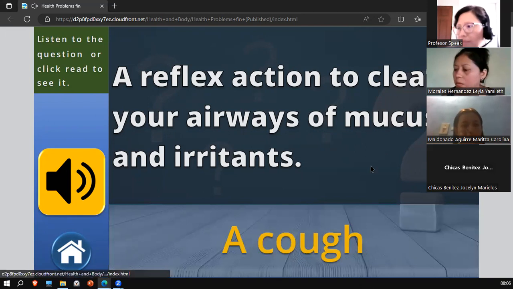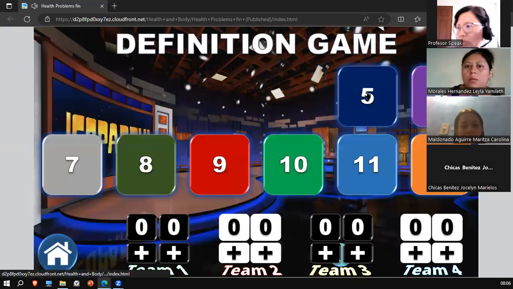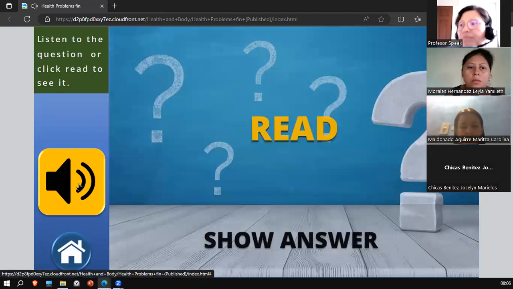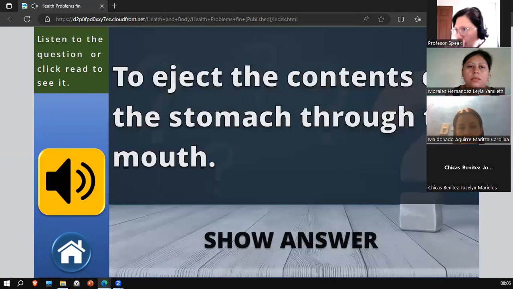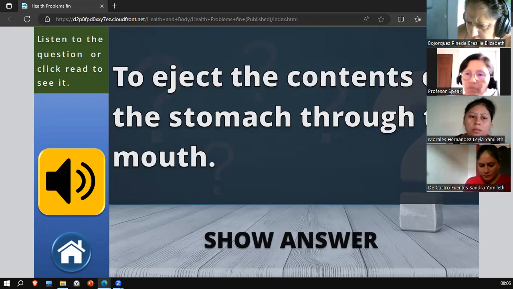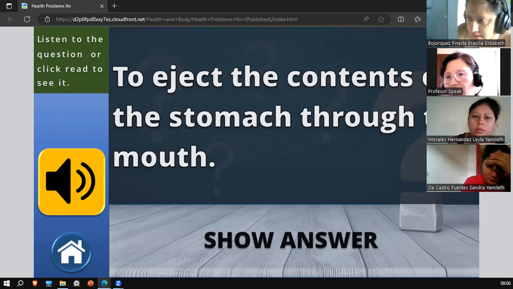The next one. Number 5. A reflex action to eject the contents of the stomach through the mouth. Vamos a leer. Stomachache. Ajá, stomachache. No, it's a different one.